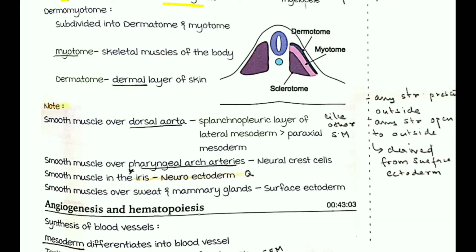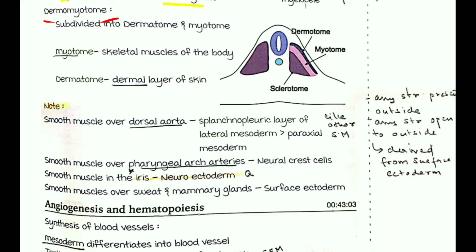So as I said, from the paraxial mesoderm there is somite formation, and the somite is also divided into sclerotome and the dermomyotome. Previously we saw the sclerotome layer, which corresponds to vertebra formation, the dorsal, ventral and lateral parts. Now let's look into this dermomyotome layer. The dermomyotome is also divided into two: dermatome and myotome.